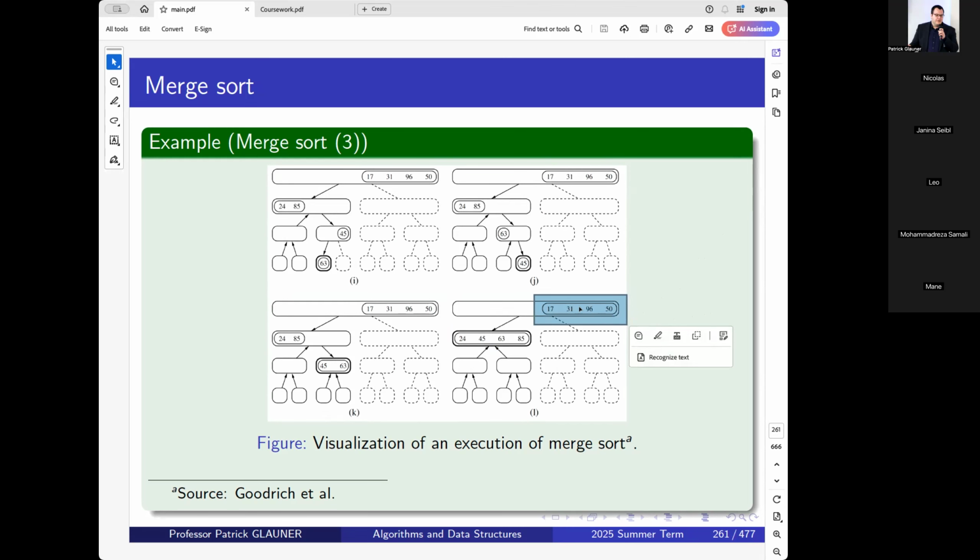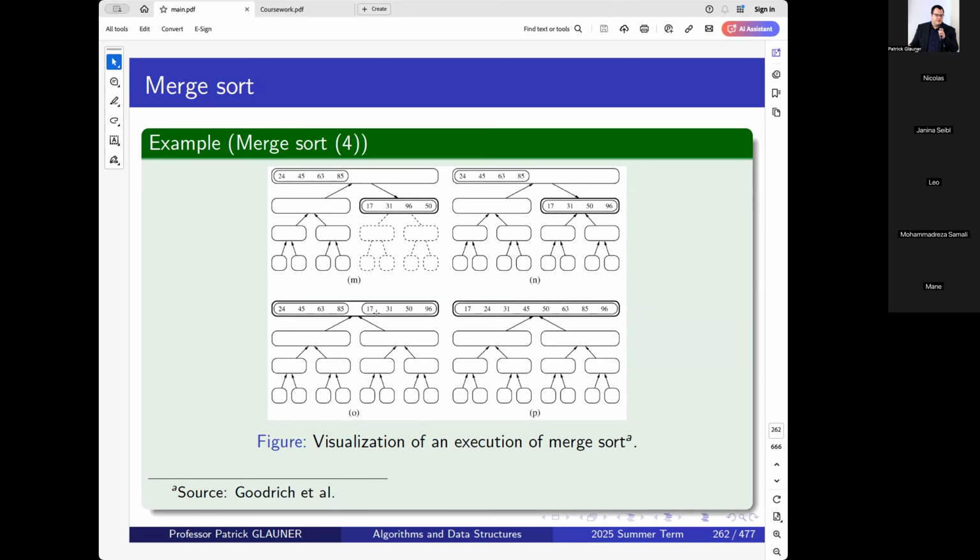I again have to split this into smaller and smaller sublists and then keep merging them recursively. And what I will have eventually is I have this sorted sublist and I have this sorted sublist, and then I merge them again. And then the whole data set is sorted. So assuming now we have done all these steps on the right sublist, which was 17, 31, 31, 96, and 50, sorted it's now 17, 31, 50, and 96.